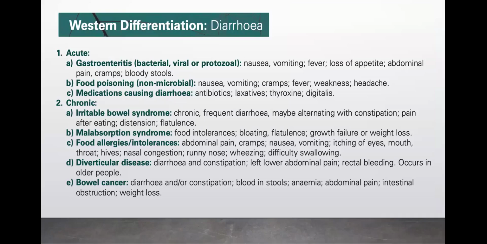If diarrhea is chronic, it may be an irritable bowel syndrome. So they may have chronic frequent diarrhea, may be alternating with constipation, pain after eating, distension, and flatulence. If it is malabsorption syndrome, there's food intolerance, bloating, flatulence, growth failure, or weight loss.